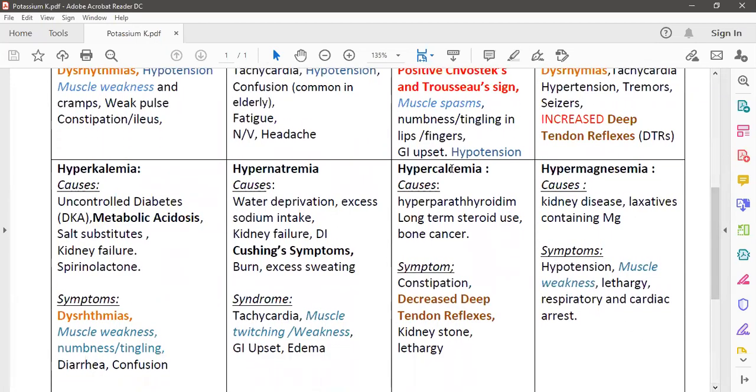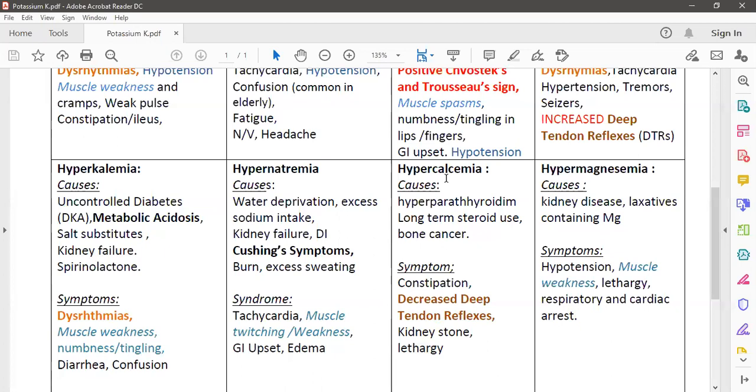Hypercalcemia. We know when the calcium level is more than 10.5 milligrams per dL, we say hypercalcemia. Calcium is an important component of bone and teeth formation, but when there is excess calcium, bones are broken. So fractured bone is a common complication of hypercalcemia.